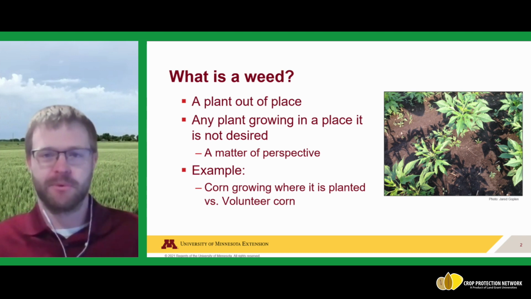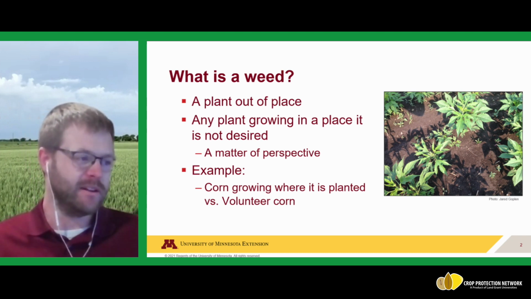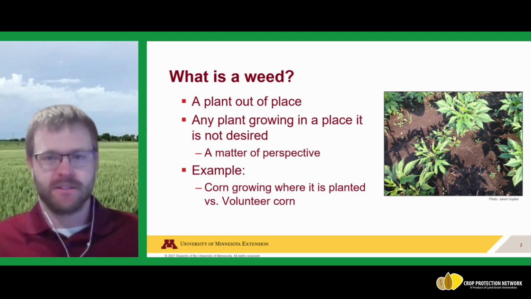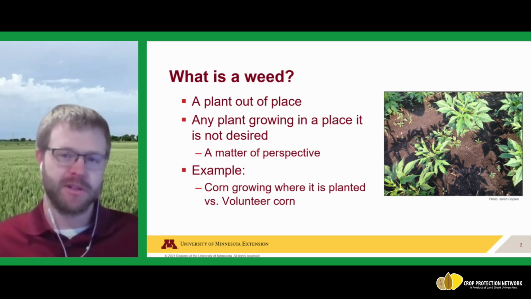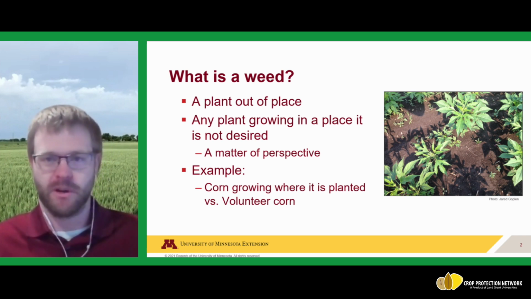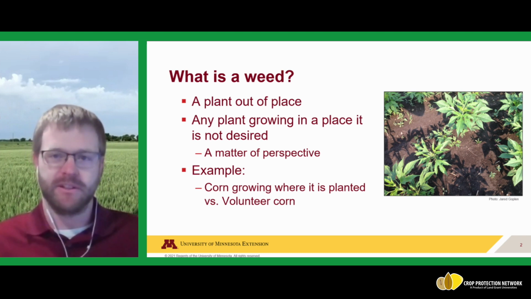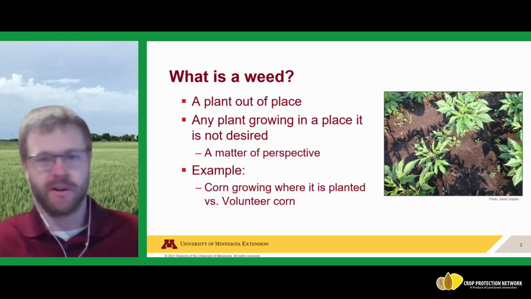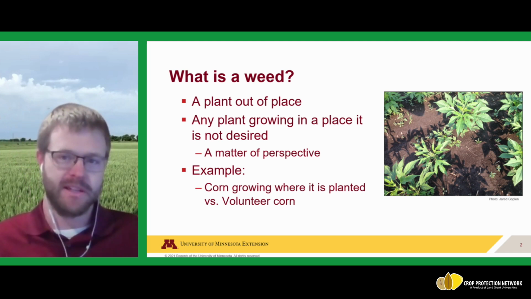And the example I really like to use is a volunteer corn plant that might be growing out in a cornfield. So if you have a cornfield that you planted hybrid seed corn, you have some volunteer corn that might have emerged from the previous year growing in that field. Of course, it's the same species, it's a corn plant. So is that plant a weed or isn't it? And it really is a matter of perspective.